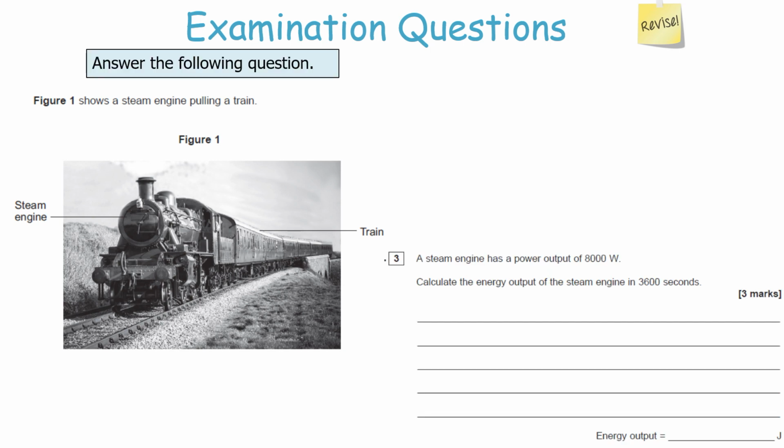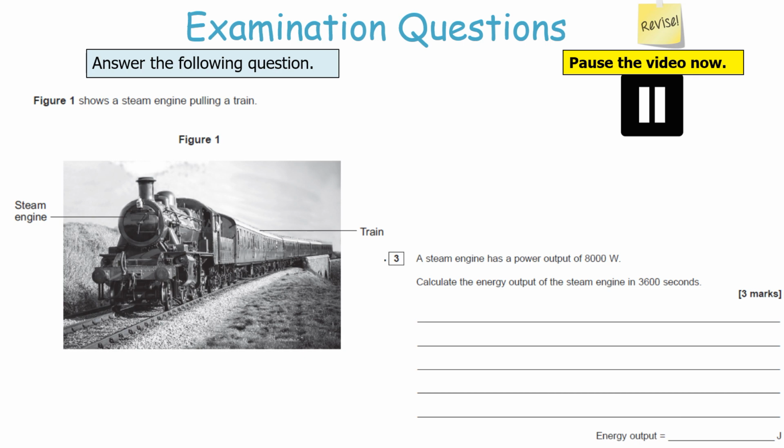The next question says a steam engine has a power output of 8,000 watts. Calculate the energy output of the steam engine in 3,600 seconds. So pause the video now, then unpause the video when you want to go through your answer.